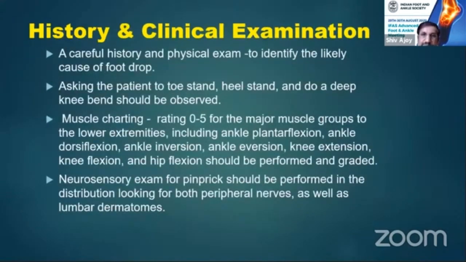So what is the history and the clinical examination? You have to take a careful history. You have to ask the patient to stand on the toes and heels. You have to do the muscle charting. You have to grade the muscles from 0 to 5 for hip, knee, and ankle muscles. You have to do the neurosensory examination.